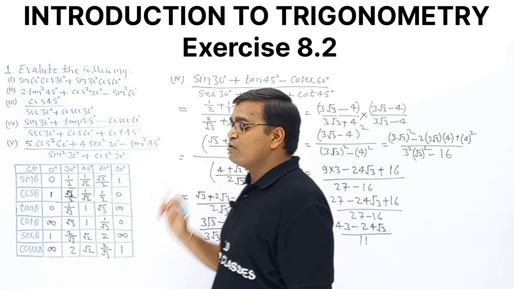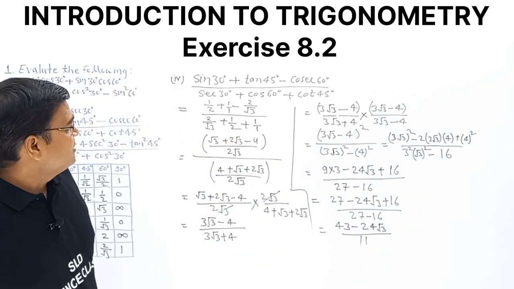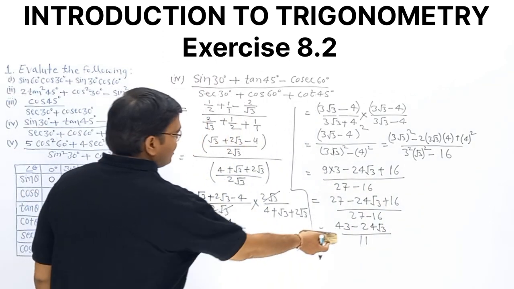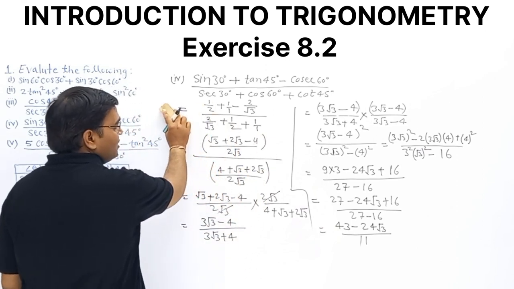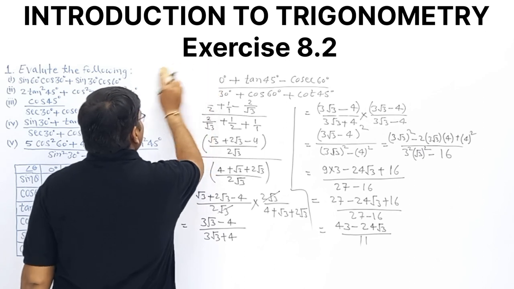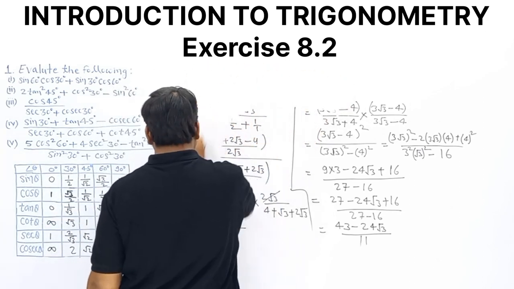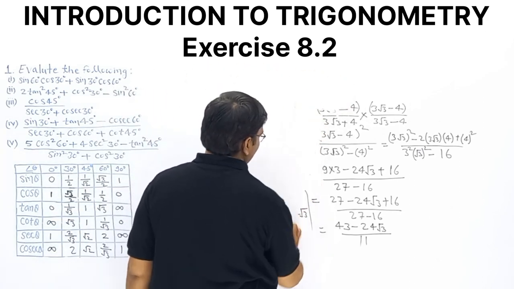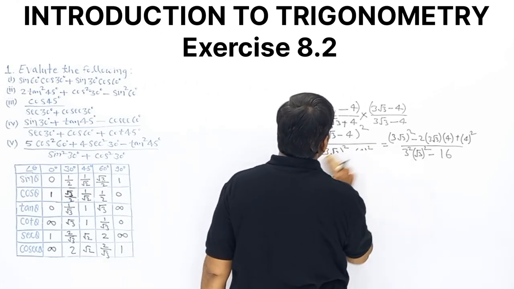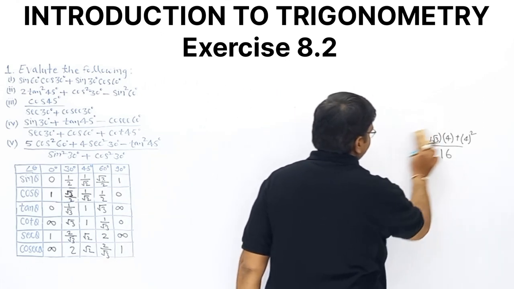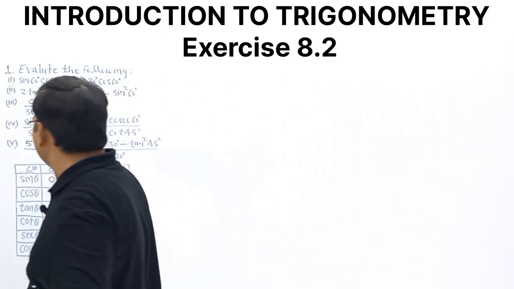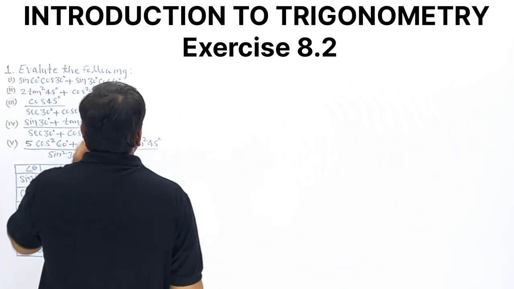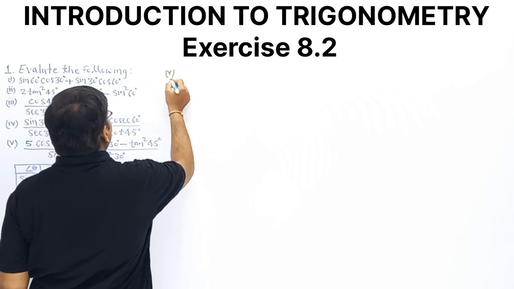Clear? Now the last question I am taking. Observe carefully. This is the answer for this fourth one. Fifth one I am taking. What is the question? Observe. Question number fifth one. Same process we will follow. We will put the values from the table and solve. Question number fifth one I am taking.